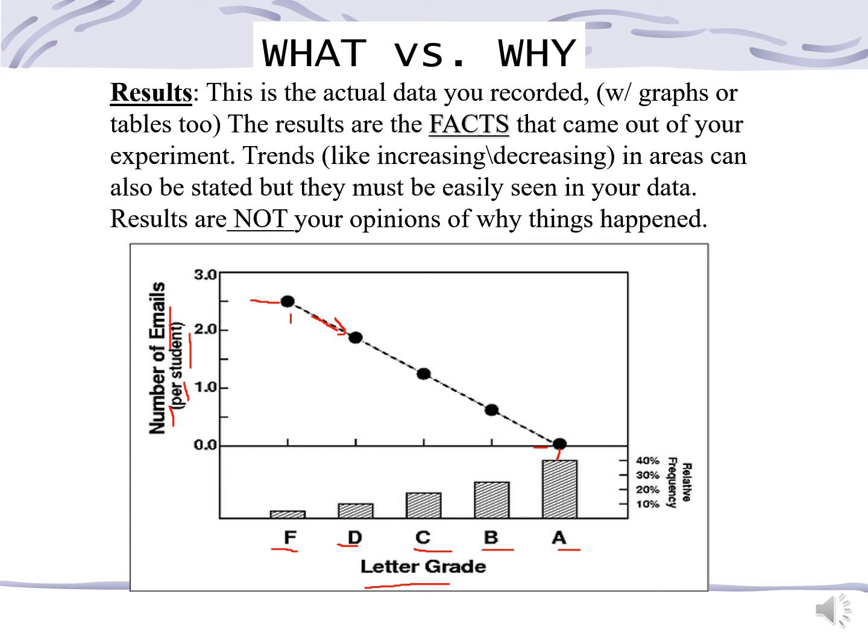And you can see that this line shows this trend that is decreasing. I'm not stating why it's decreasing, I'm just stating that the trend decreases as your grade gets higher. So the number of emails per student goes down the higher the letter grade is. That's not explaining why it's going down, what's causing it, just that's what occurs. Just the facts, nothing else. Why that occurs, that comes in your conclusion section, which comes next. That's the why section. So for right now, this is the what, the why is the next one.